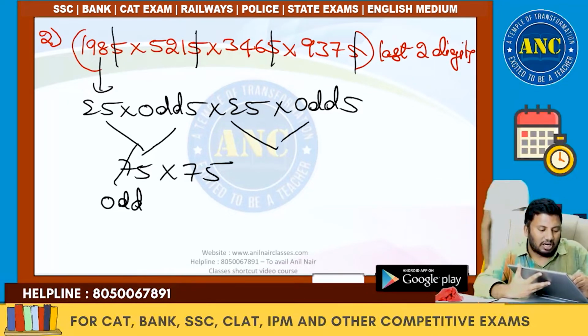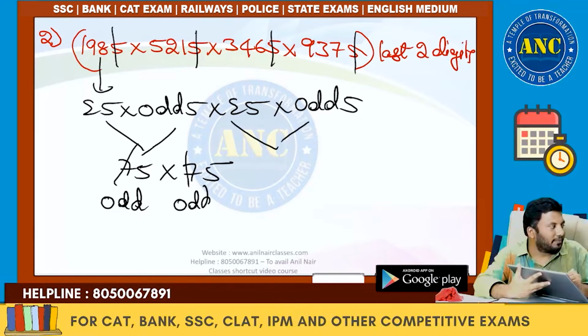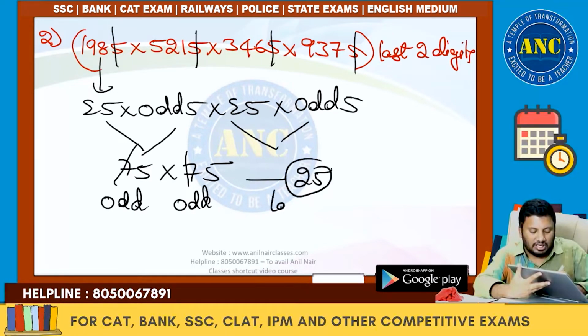7 is odd. Here also it is odd. Odd 5 into odd 5, last two digits is 25.